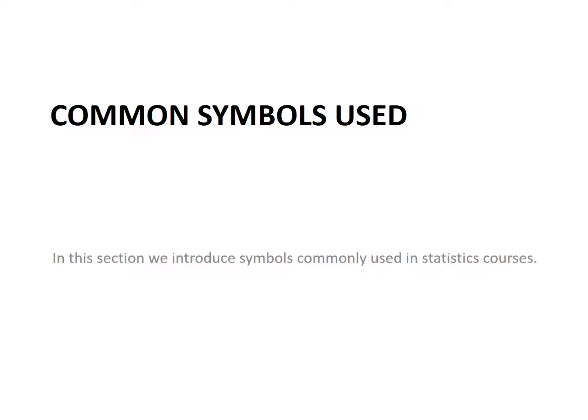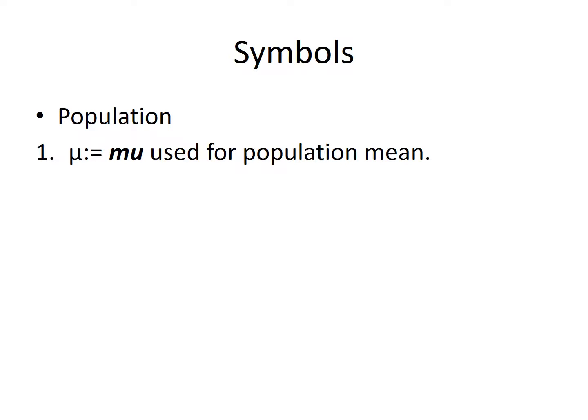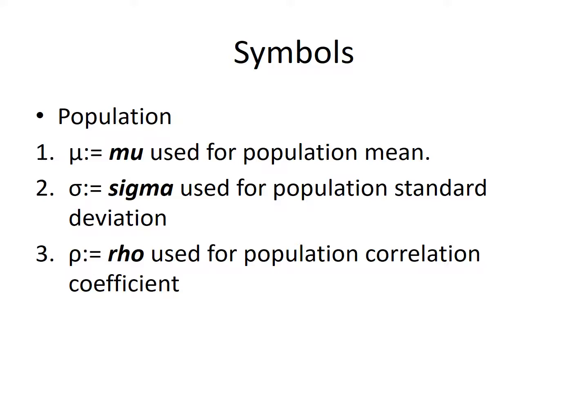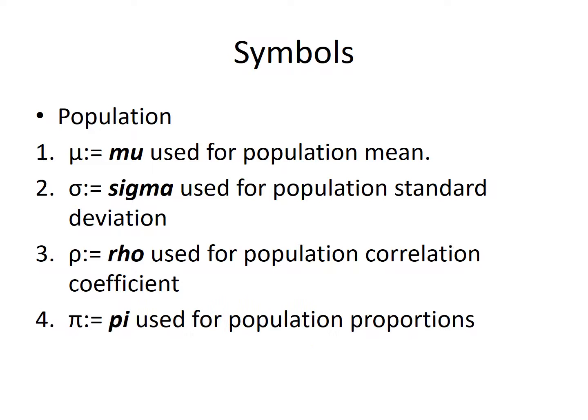In this section, we introduce symbols that are commonly used in statistics courses. For the population symbols, we often have the Greek letter mu, and this is often used for population mean. We have the Greek letter sigma, which kind of looks like a referee's whistle, and this is used for population standard deviation. This funny looking P is the Greek letter rho, and this is used for population correlation coefficient. And the Greek letter pi is often used for population proportions.